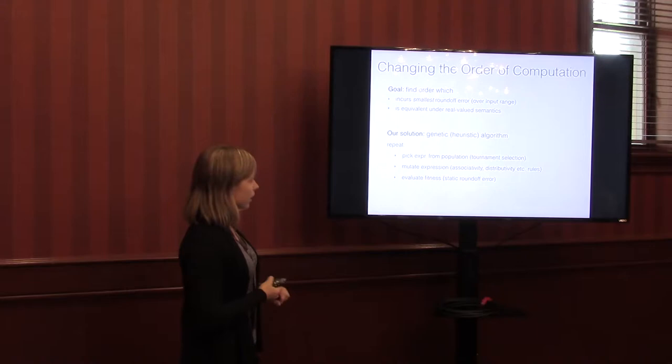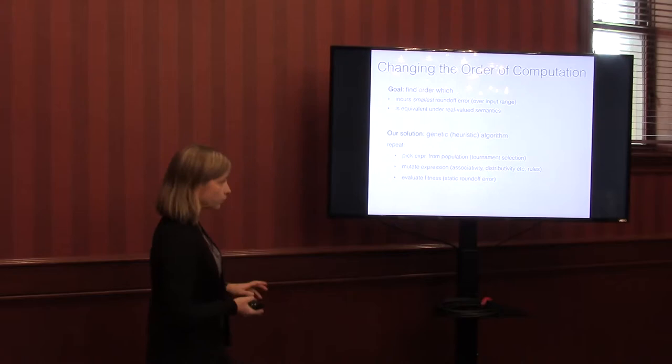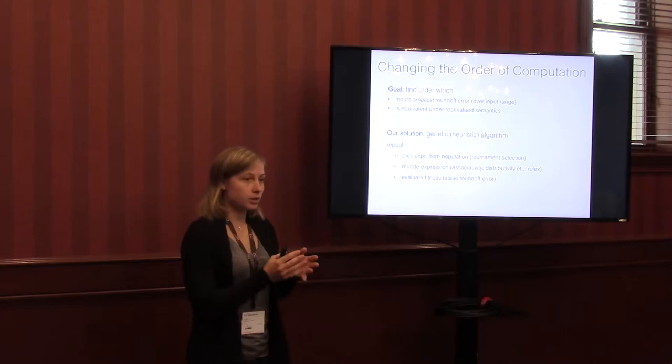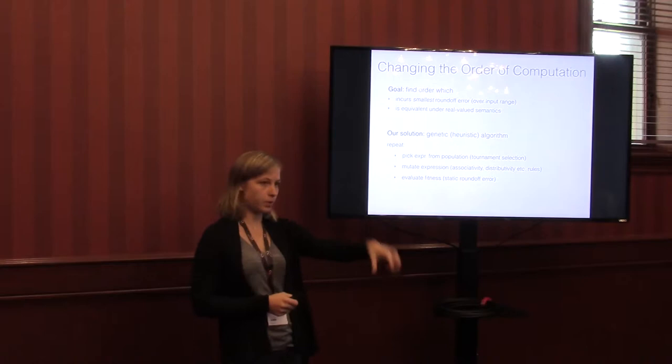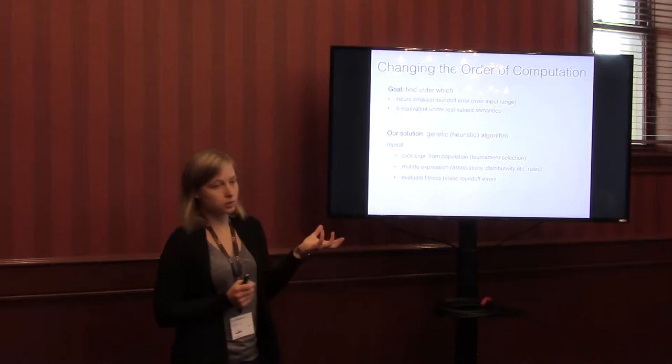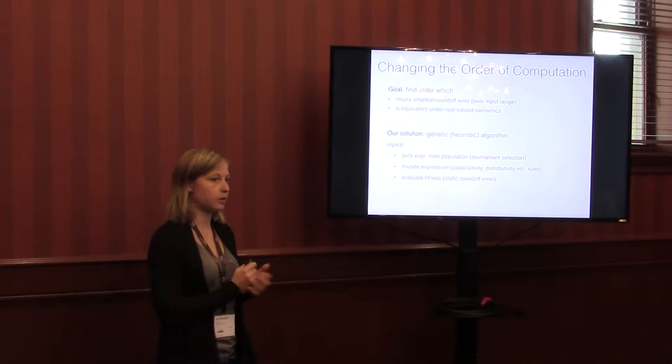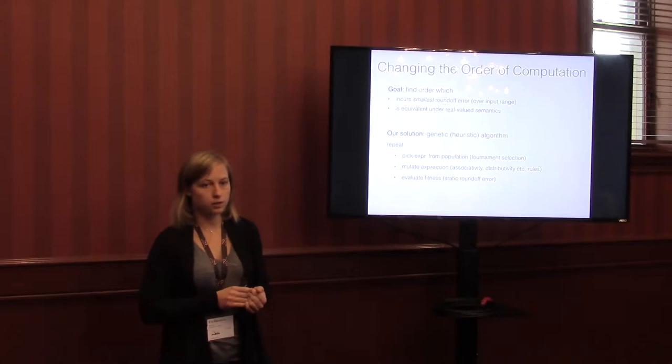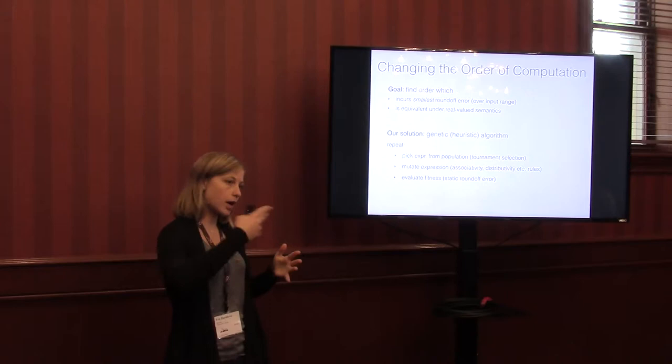Our solution actually uses a genetic algorithm, which may sound a little bit unsatisfying, but it seems to work quite well, to my own surprise. So how this algorithm works: we take 30 copies of the original expression, and then repeatedly pick one from the so-called population. We will mutate it, so we'll apply associativity or distributivity rules randomly somewhere in the expression. And then we use our static round of error analysis to check how big the error is and whether it's gotten smaller. And then we'll just repeat, so gradually we will come up with better and better expressions.